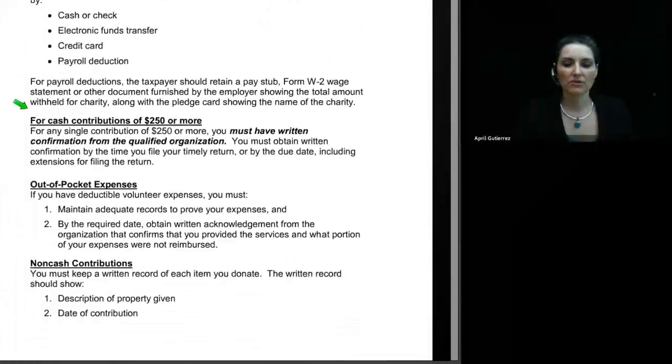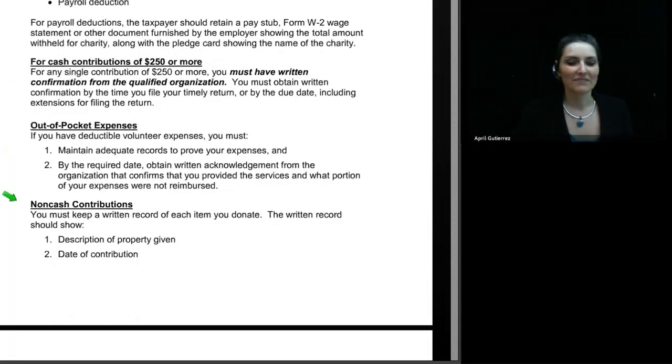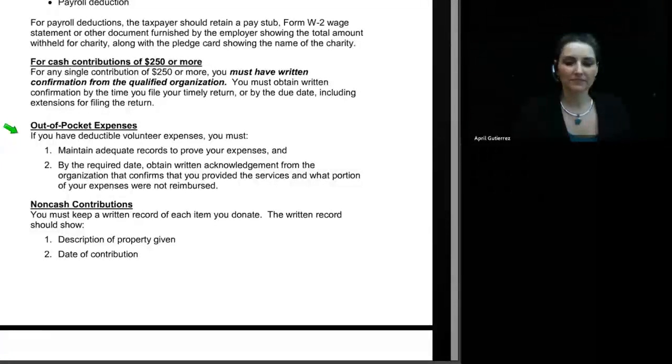For cash contributions of $250 or more, you must have a written confirmation from the qualified organization. You must obtain written confirmation by the time you file your timely filed return or by the due date, including extensions for that return. Okay, out-of-pocket expenses. If you have deductible volunteer expenses, you must maintain adequate records to prove your expenses and, by the required date, obtain written acknowledgement from the organization that confirms you provided the services and what portion of your expenses were not reimbursed by the organization.